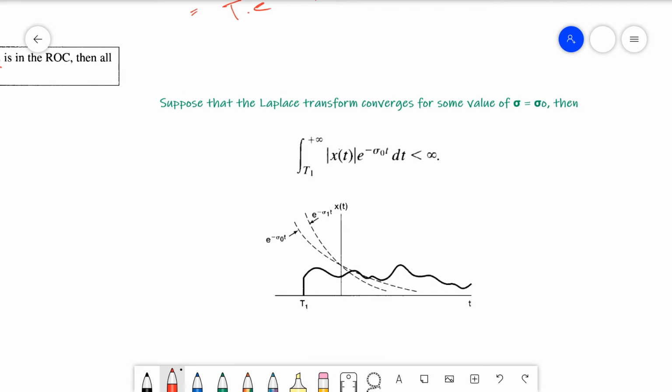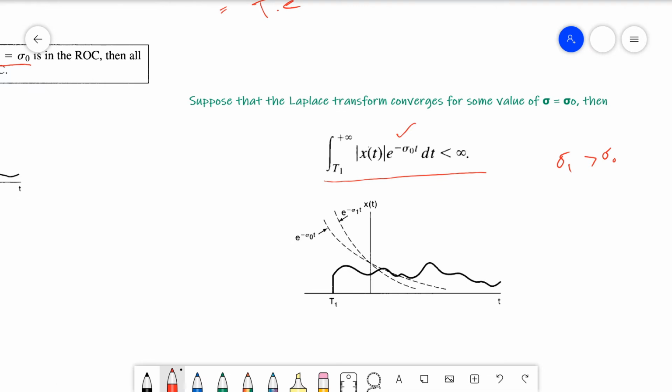So let's suppose sigma naught is in its region of convergence. Then we can see that the convergence condition can be written as this. Now we have another sigma 1 which is greater than sigma naught. Then we can see that the exponential will be converging faster. So what does that mean? That means that this condition will also be fulfilled, it will be finite, and it will be converging faster.